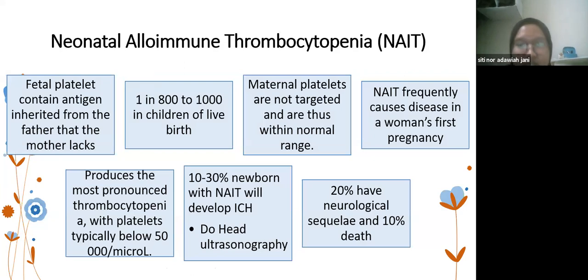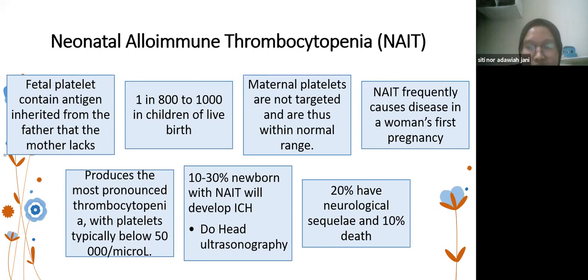So neonatal alloimmune thrombocytopenia, or NAIT. Immune-mediated processes are among the most common causes of neonatal thrombocytopenia. In this case, it is alloantibody, which will mediate platelet destruction through interaction with platelet membrane antigen. So NAIT occurs when the fetus inherits a paternal platelet antigen that is not carried by the mother, and this antigen then becomes a target for the maternal antibodies.